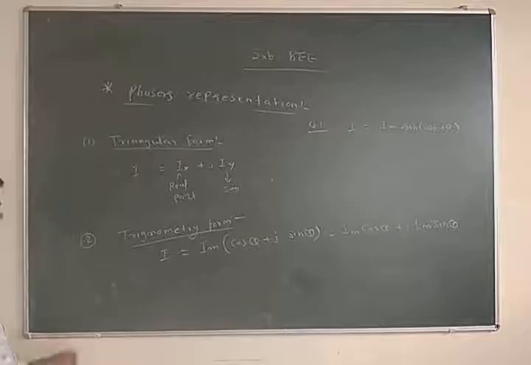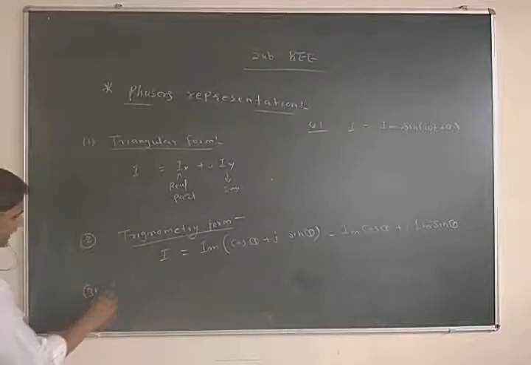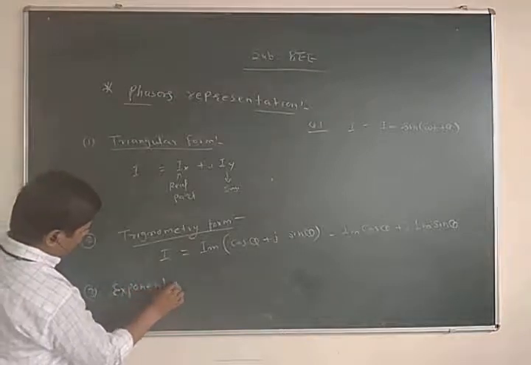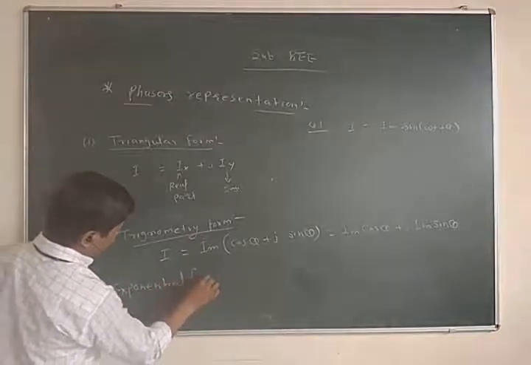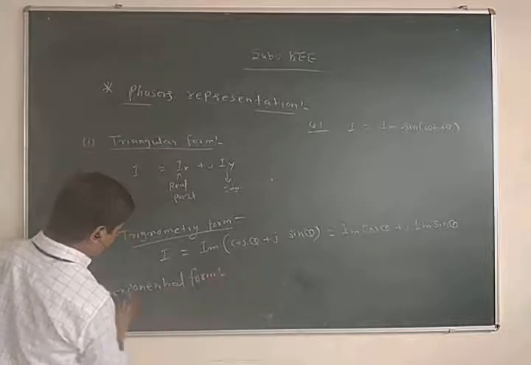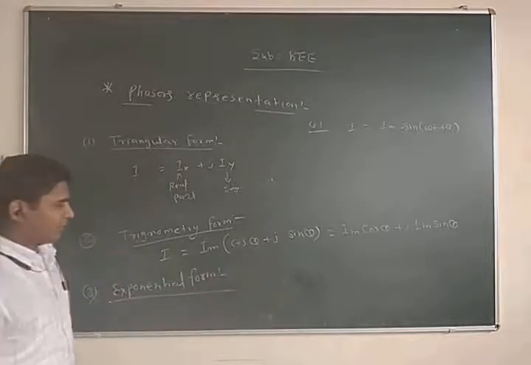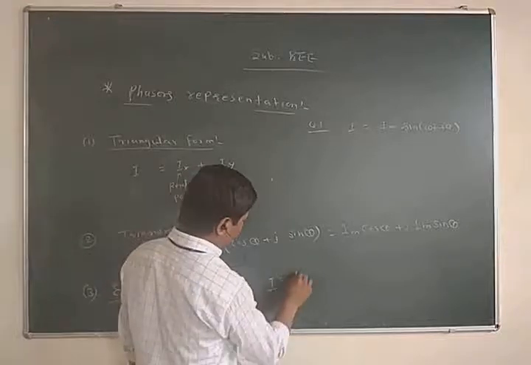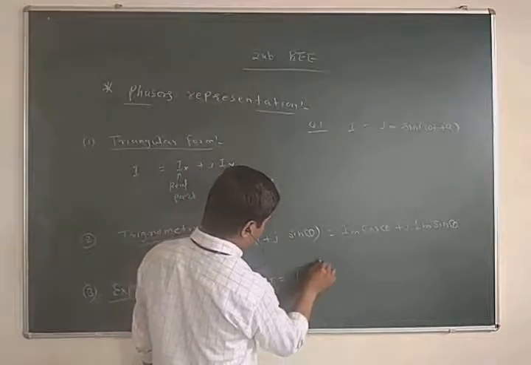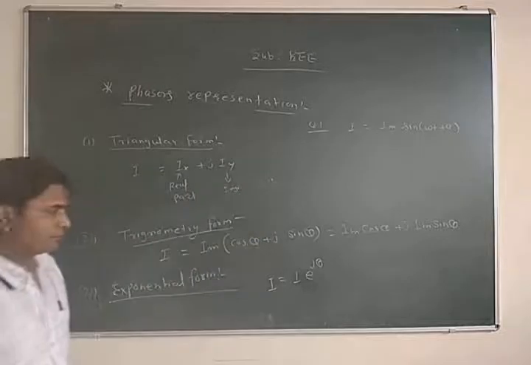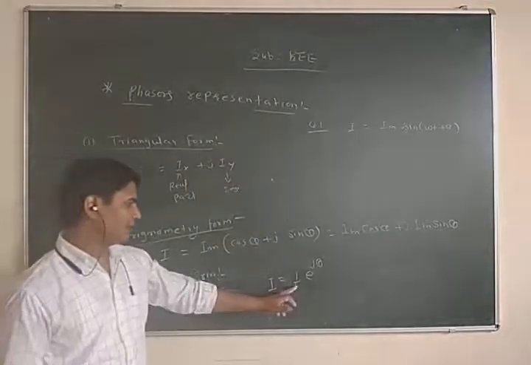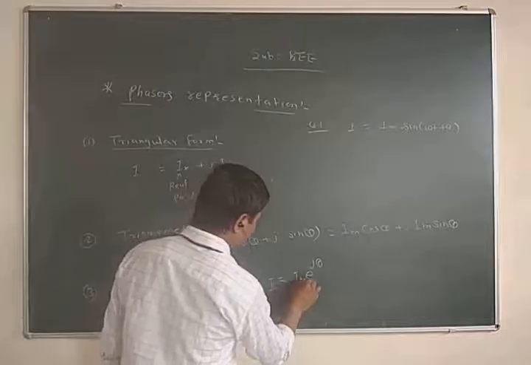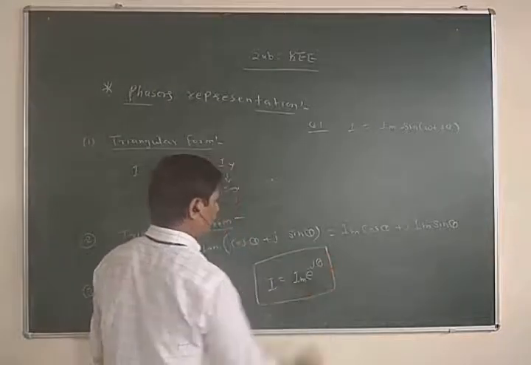Next, the third form is exponential form. In exponential form, we represent the phasor I is equal to Im e to the power j theta. This form is exponential form.